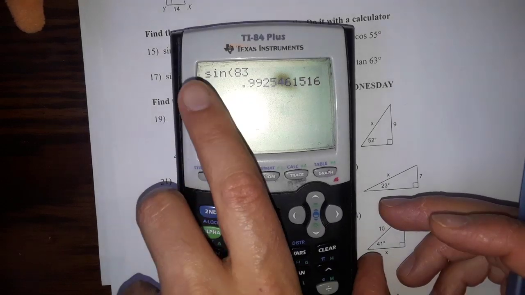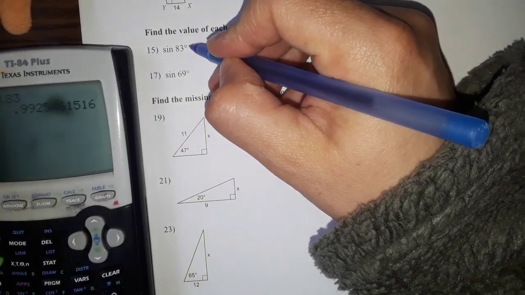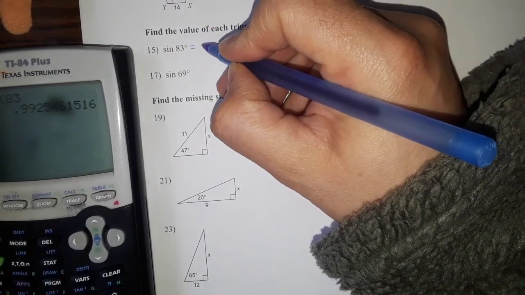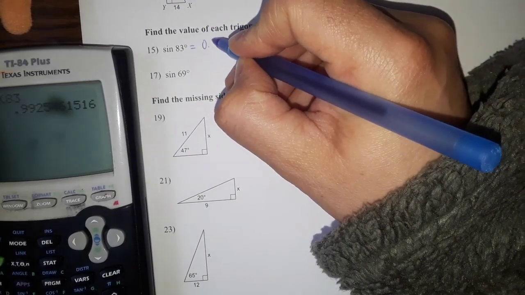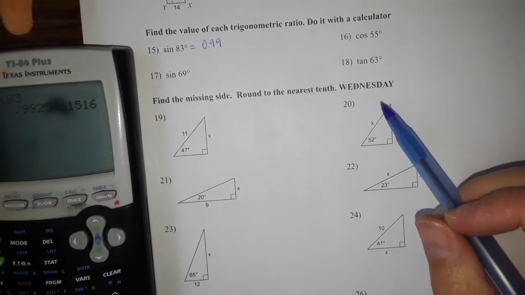We get 0.99. It's really close to 1 because sine of 90 is 1, so this is really close to 1. So it's 0.99. Okay, now you can do it with all of them.